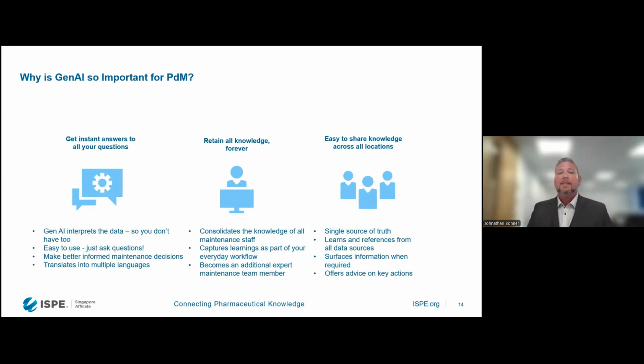First of all, it's about getting instant answers to your questions. So generative AI is able to interpret the data, the graphs, the data analytics for you and present it to the user in natural language. It also provides the ability to ask questions to the system.